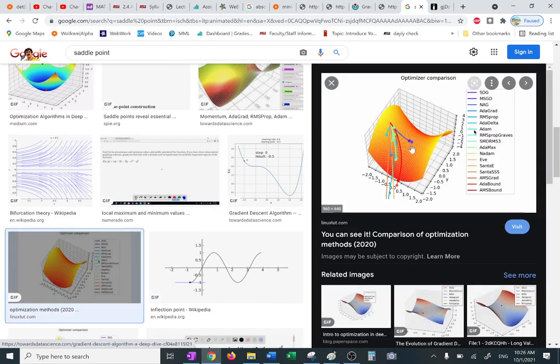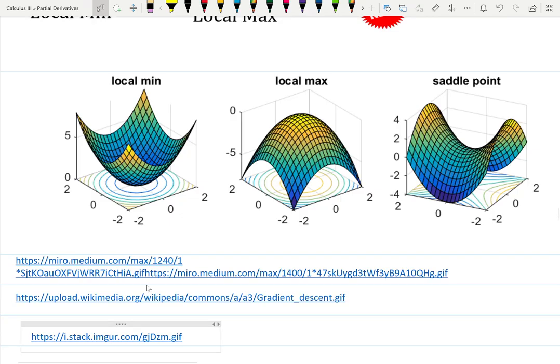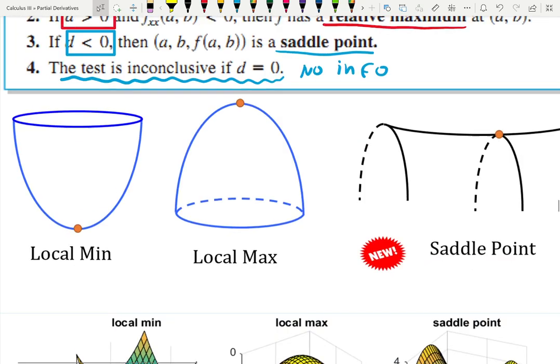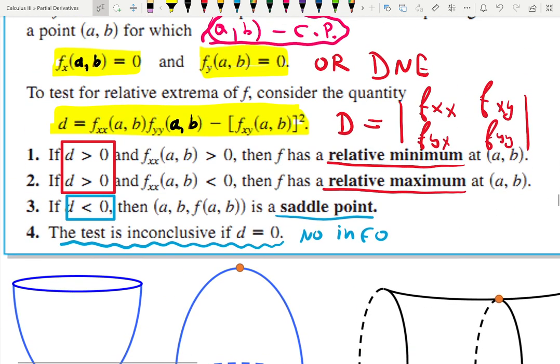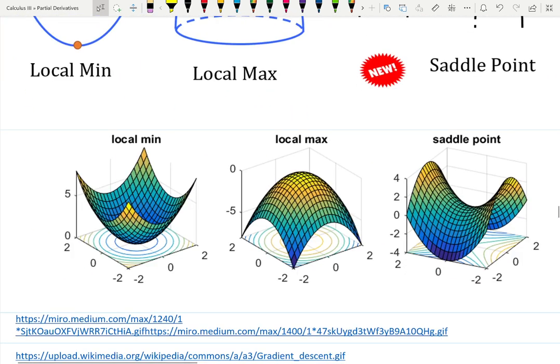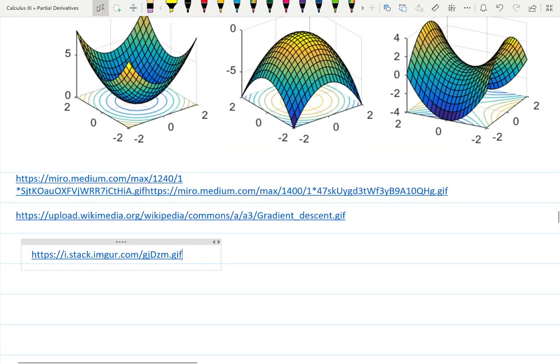Same visualization here. So now let's learn what the second derivative test tells us to do. The second derivative test tells us if this determinant we just found is negative, you immediately get a saddle point. But if it's positive, it will be one of these two, and we will have to continue investigation to find which one it is, local maximum like here or local minimum like here.